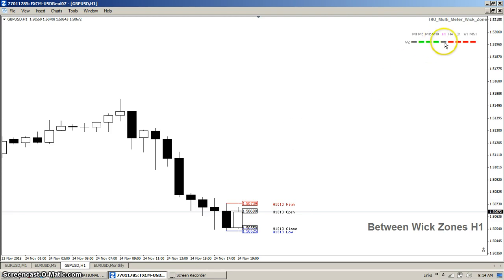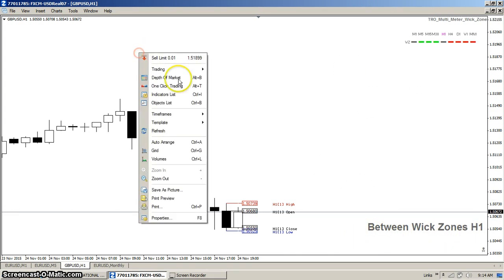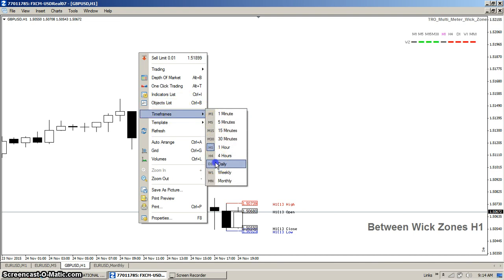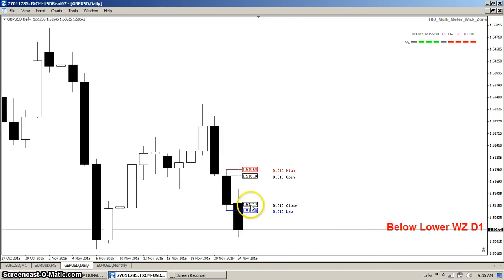And you can see here right now on the H1 it's gray. It's because it's between the two wick zones, and once again the training wheels tells you it's between the two wick zones. Now, if we shift over to the daily candle, we can see it's below the lower wick zone on the daily, the D1 or daily chart period.